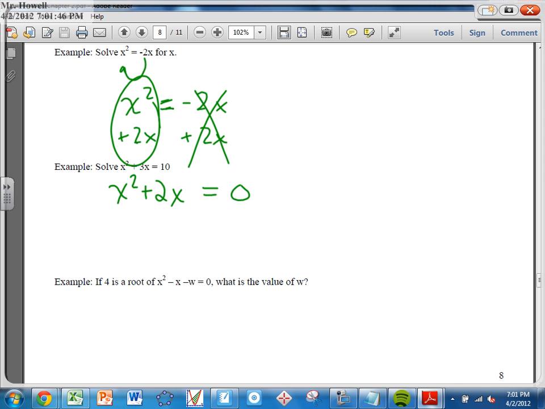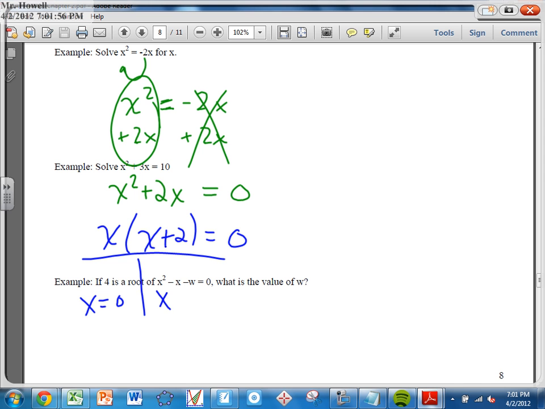And now what you notice, which a lot of students forget about, is the GCF. Go back. x parentheses x plus 2 equal to 0. Set each factor equal to 0 individually and solve. Well, x equals 0 is solved already. We're done with that. What does this solve to be? x equals negative 2. So I have two solutions here. One is 0, one is negative 2.